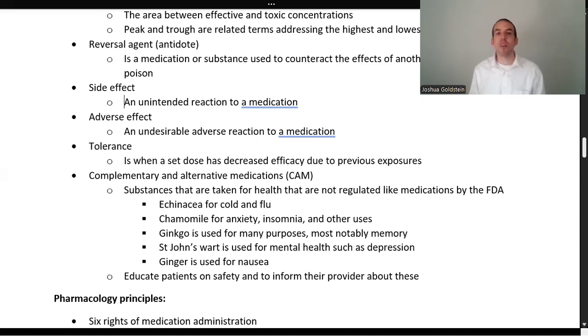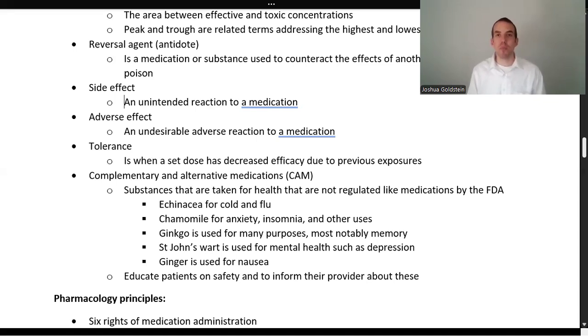Next, we have tolerance. Tolerance is when a set dose has decreased efficacy due to previous exposure. What does that mean? If I'm used to dealing with something over and over again, I build up a tolerance. I'm able to tolerate it. Well, in pharmacology, the classic example is an opioid. If every day I take 5 milligrams of Vicodin, like Dr. House, and one day the 5 milligrams of Vicodin just doesn't work as well anymore, so now I have to go up to 10 and 15 and 20, and it just keeps going. That's called a tolerance.